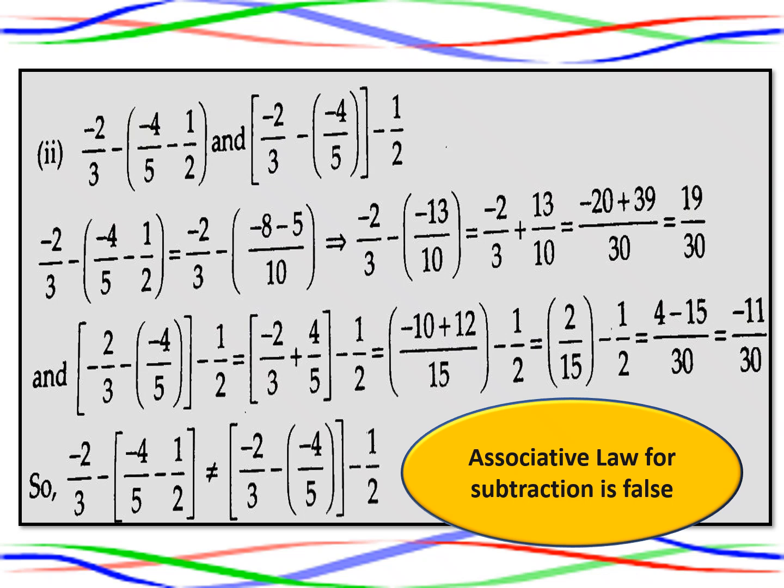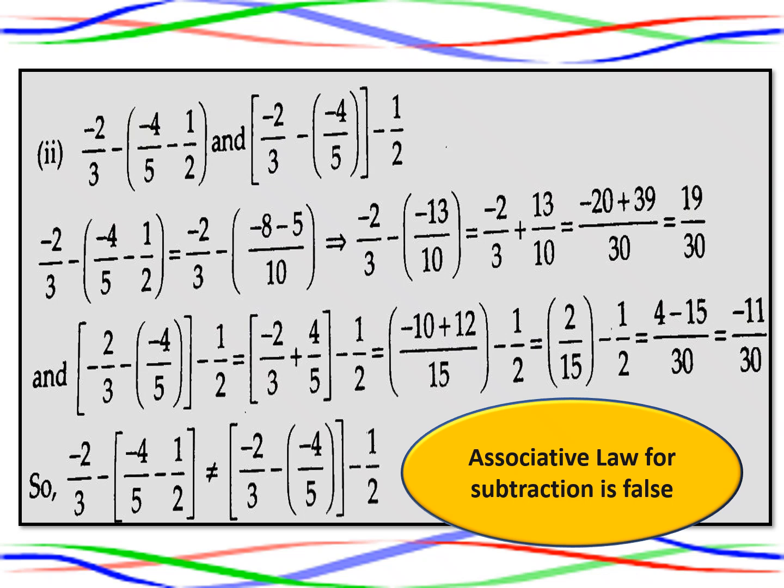The associative property for subtraction of rational numbers. Taking any three random rational numbers, say minus 2 by 3, minus 4 by 5 and 1 by 2. In the LHS, the first number A minus the bracket of B minus C, where the second and the third are grouped. In the RHS, the first and second are grouped and the third one is outside the bracket, and each is simplified separately.